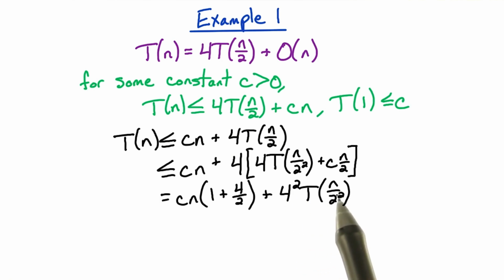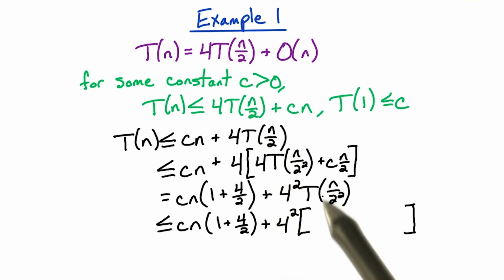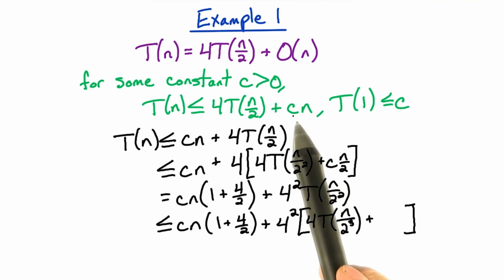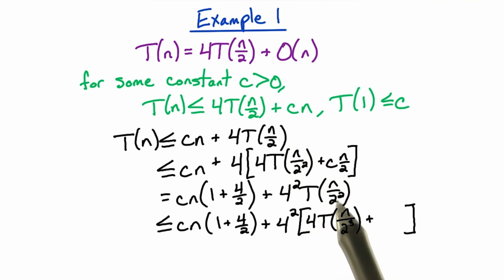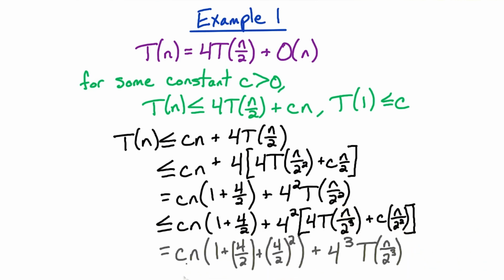Now let's repeat this process and replace T(n/4) by this expression. Now we're replacing n by n/2 squared. So the first term becomes 4 T(n/2 cubed). And the last term becomes c n/2 squared. Rearranging once again, so bringing this term over here. So we have T(n) is at most cn times the quantity 1 + 4/2 + (4/2)^2, plus 4 cubed times T(n/2 cubed).